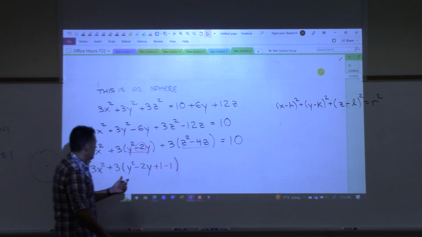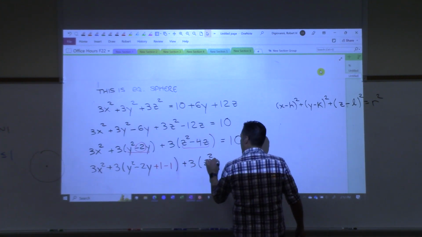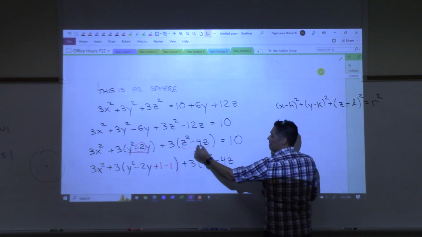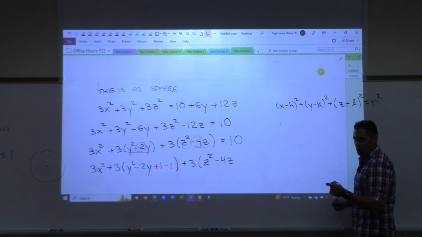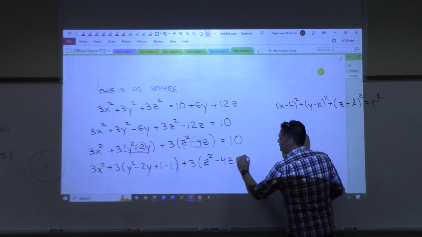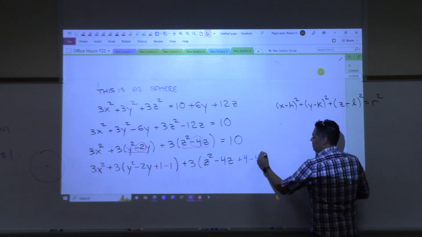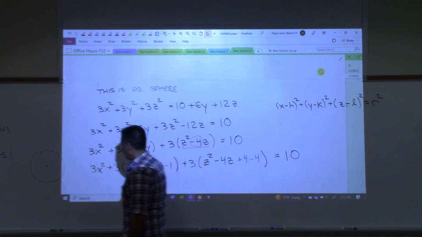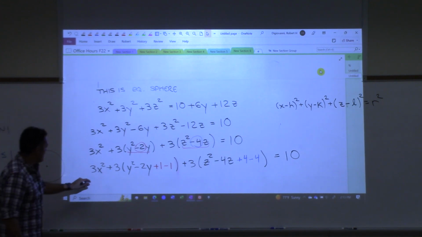And then I'm going to do the same thing on the other parenthesis over here. 3, I'm going to go z squared minus 4z. I'm going to take half of this number, -2, and then square it, which is 4. I'm going to add that 4 and subtract that 4 right there. And then equals 10. Questions? All right, let me continue.